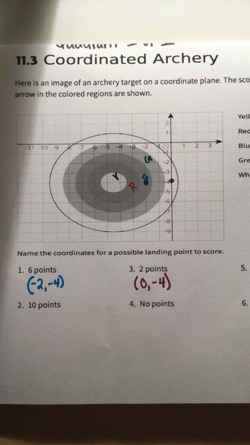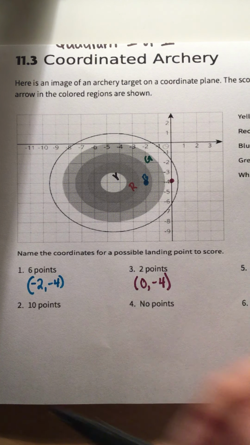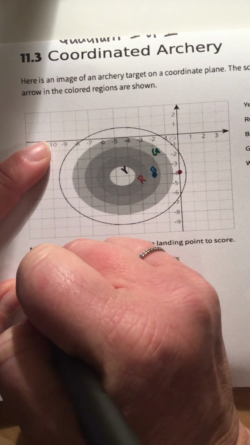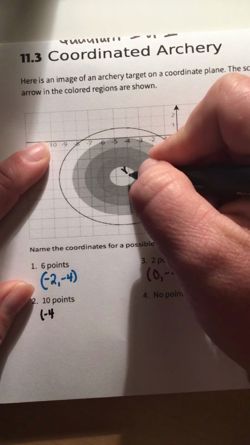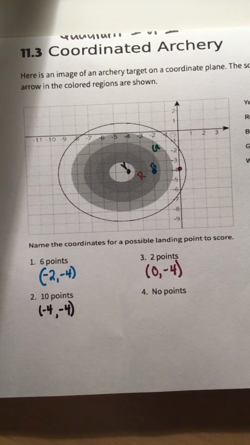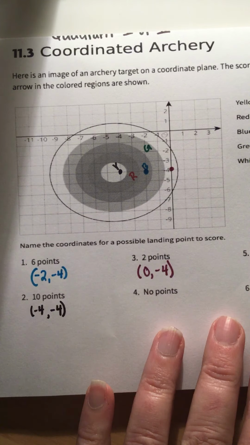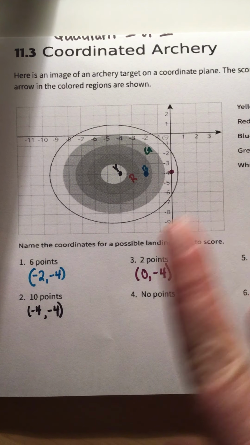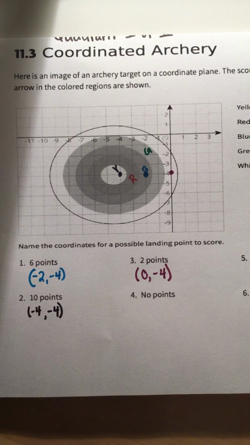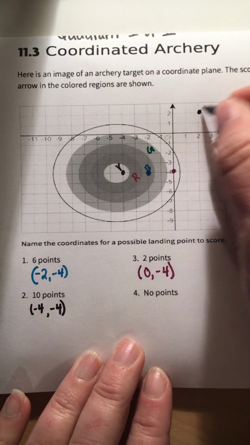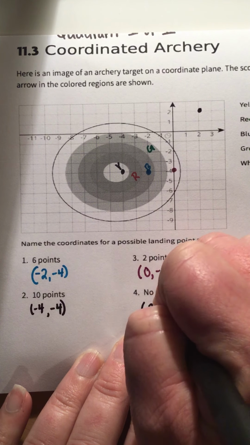All right, 10 points. So 10 points is yellow, so we have to get to a yellow dot. So we're going to go -4 all the way down to -4. Okay, both of those are a negative. So negative and a negative. And then no points. So we did not get in the white, the red, the blue, the green, or the yellow for that one. So that can be any number that is not close to the target. So that one could be, let's do positive 2 for that one. So it's going to be 2, 2.